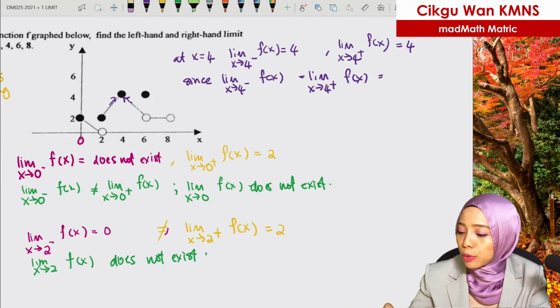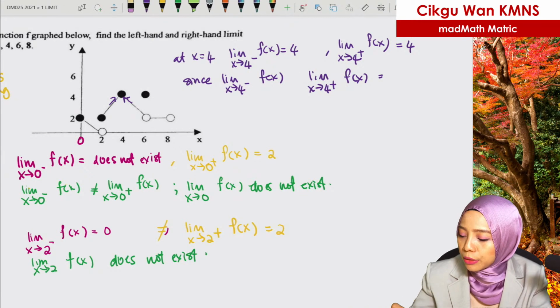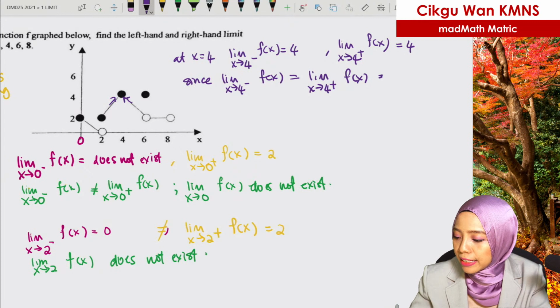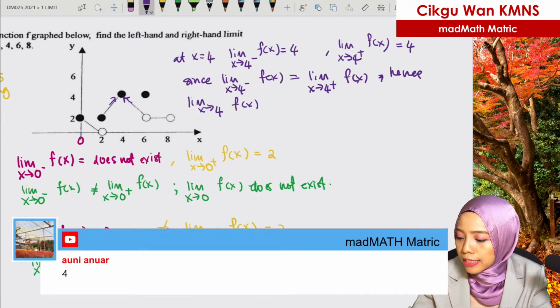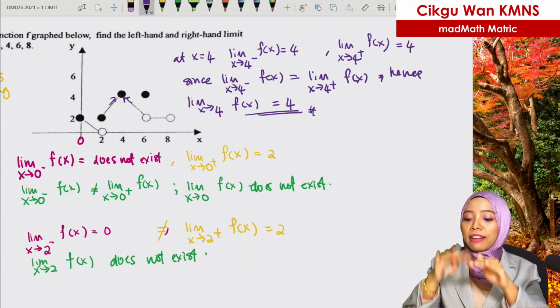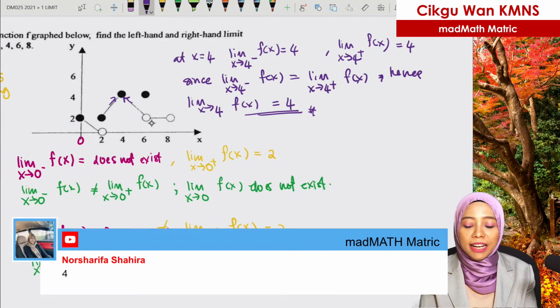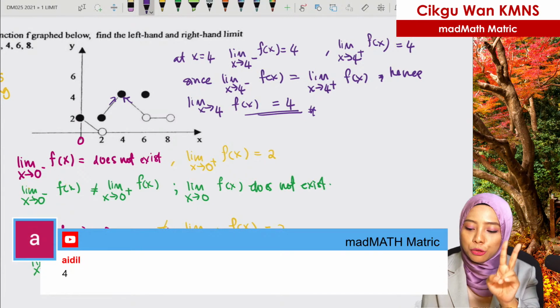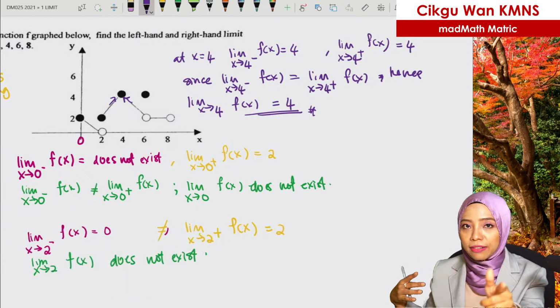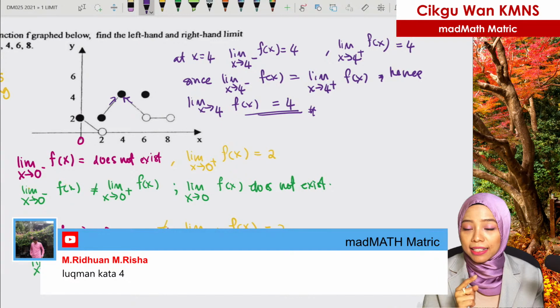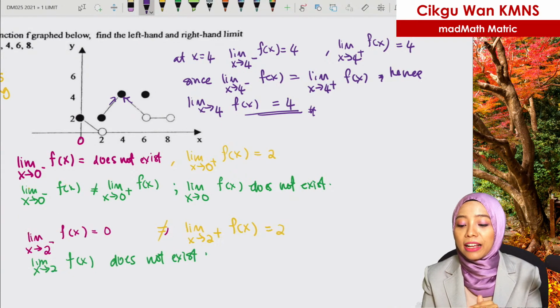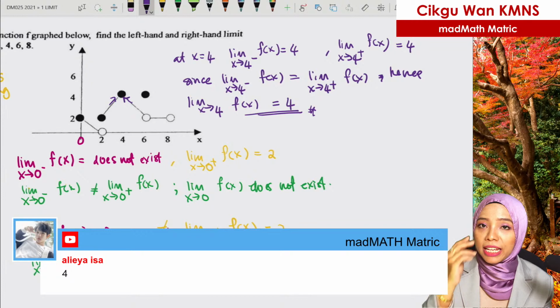Okay, limit x approaching, since they are equal, hence limit x approaching 4 is equal to 4. Can you all follow? Okay, so now we can just calculate mentally. For 6, does it head to the same place? Yes, from the left it equals 2, from the right it equals 2, therefore the limit exists at x equals 6, where the value of y equals 2.